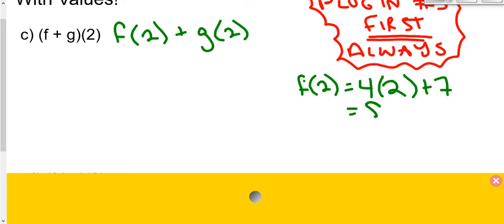So 4 times 2 is 8. If I add 7, I get the number 15. So f of 2 is 15. We're going to store that away. We're going to use that. Up next, I'm going to find g of 2.